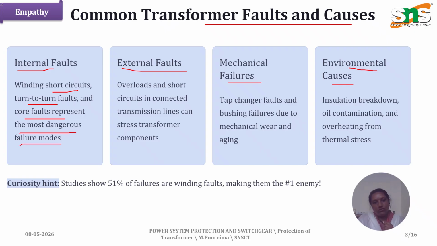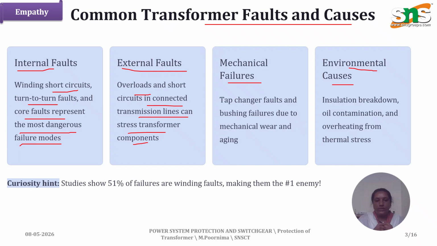And what about the external fault? An overload or short circuit on connected transmission lines can stress the transformer components, so this comes under external faults. Coming to the mechanical faults, these are tap changer faults and bushing failures due to mechanical wear and aging. And in environmental causes, there are insulation breakdown, oil contamination, and overheating from thermal stresses. So these are the main causes and faults in transformers.